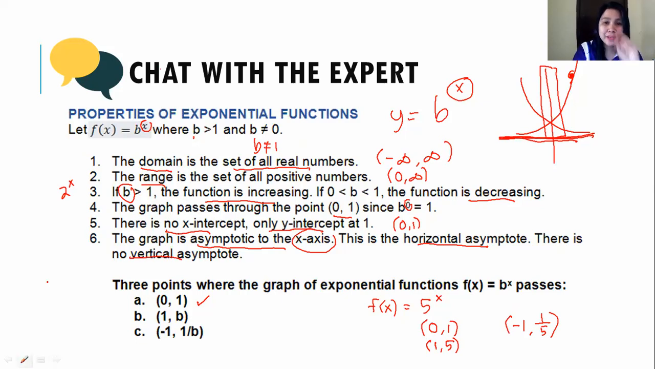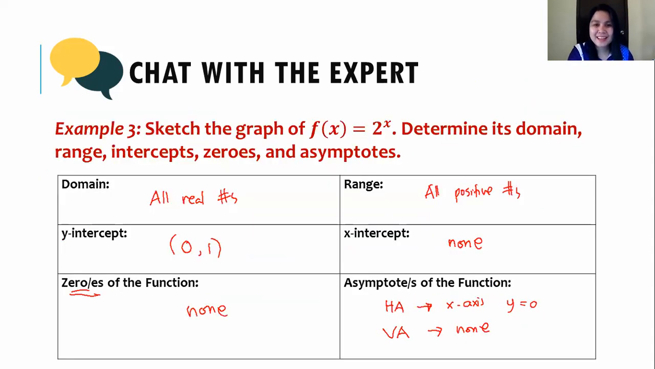No. Here, you see there are two conditions. B can be greater than 1, and another condition is B can be between 0 and 1. So if B is greater than 1, it's increasing. It goes like this. But if B is between 0 and 1, it's decreasing, like this one. Is it now clear? Yes, ma'am. Thank you, ma'am. The next one.